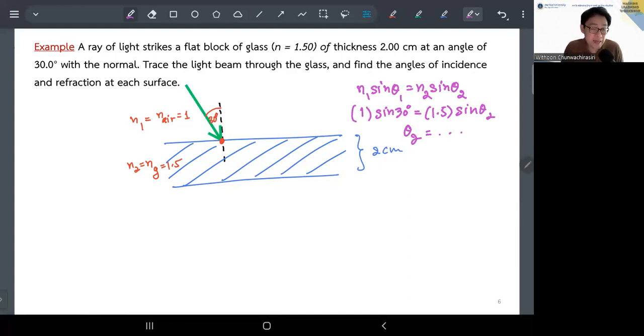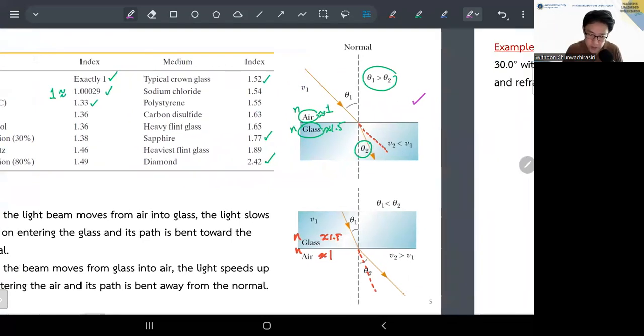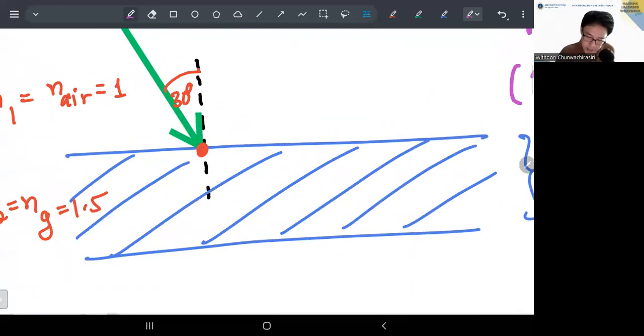But at least I can guess, because you're going from air to glass, from a small n to a larger n. That means the refraction will deviate toward the normal. In this particular case, you're going from air to glass, and the deviation is towards the normal. So if I extend this line out a bit, I can expect the bending will occur somewhere like this.